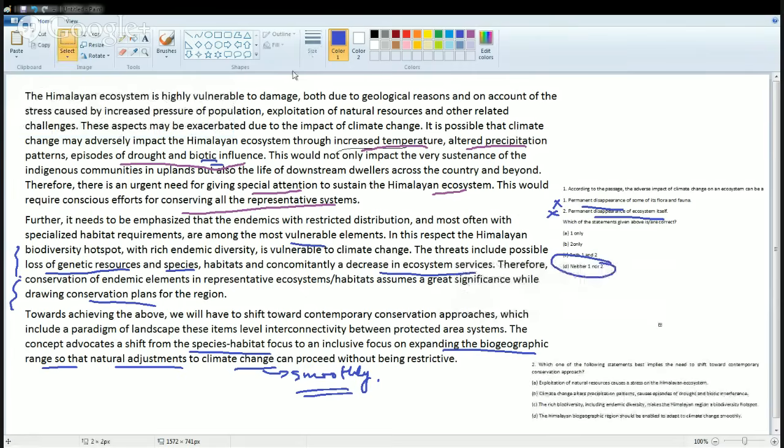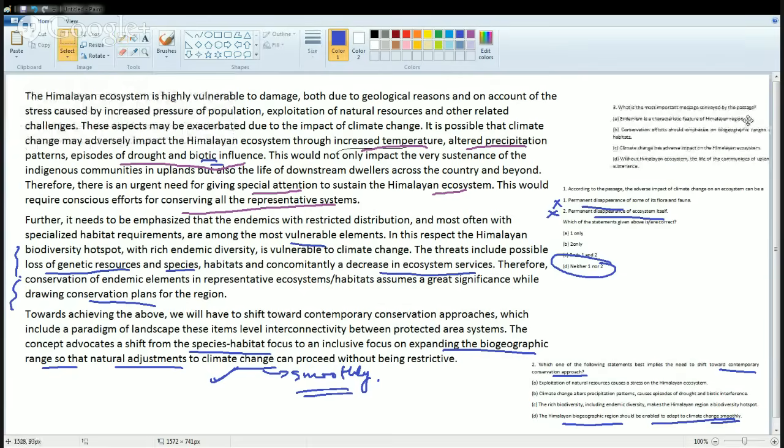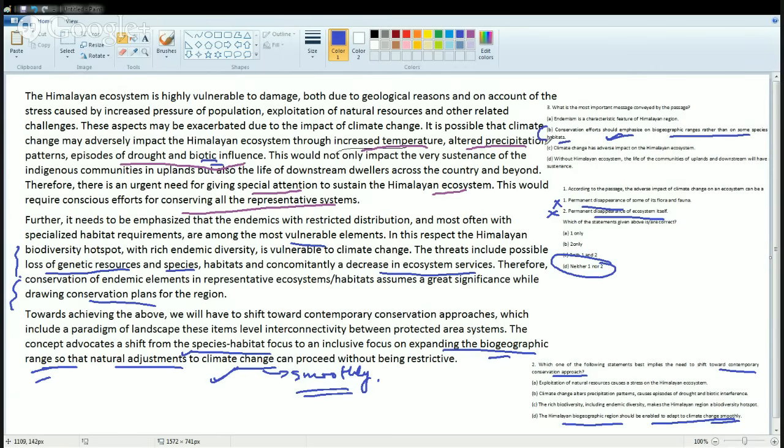Which of the following is best implied to understand the shift towards the conservation approach? The answer is that the Himalayan biogeographical region should be unable to adapt to climate change smoothly, as is mentioned in the last line we discussed. What is the most important message that is conveyed in this passage? Again, if we try to understand this passage, the most important line here would be that we have to shift the focus from species habitat, okay, to biogeographical range. So that means conservation efforts should emphasize biogeographical ranges rather than species habitat. So B is correct here.